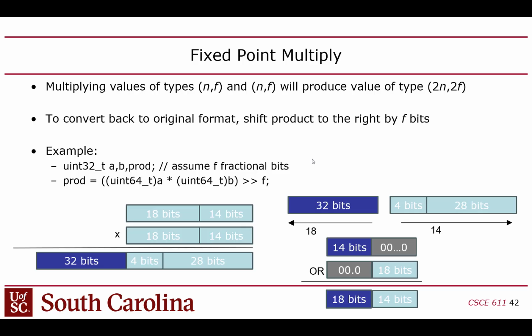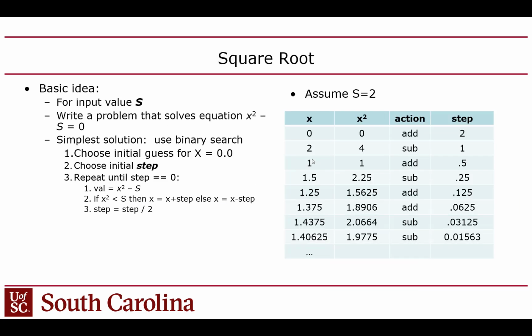Now, the problem is you have to be careful about your register allocation when you do that, right? So make sure you keep track of what register is holding what value when you do that. That's the tricky part. Okay, so what about the square root algorithm?